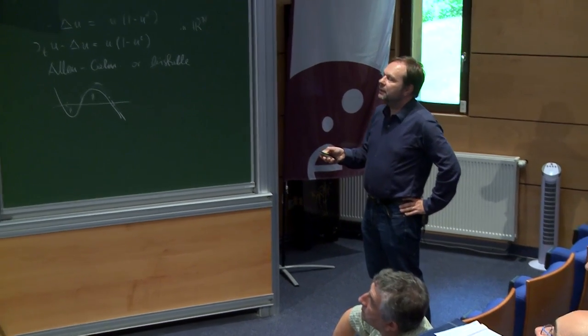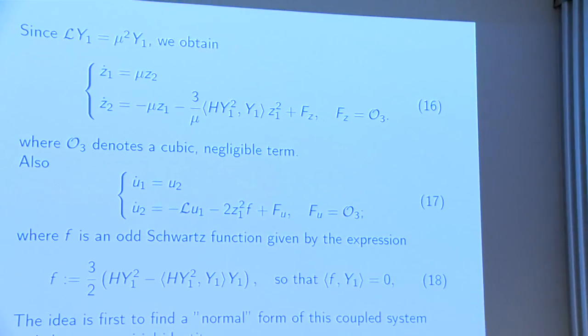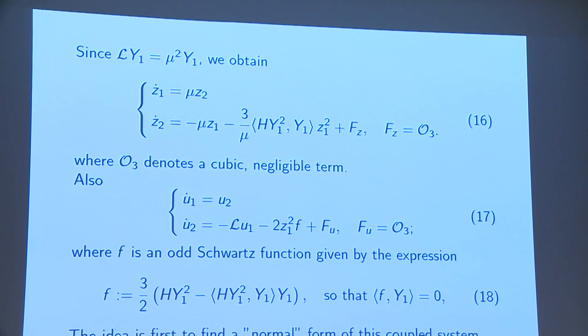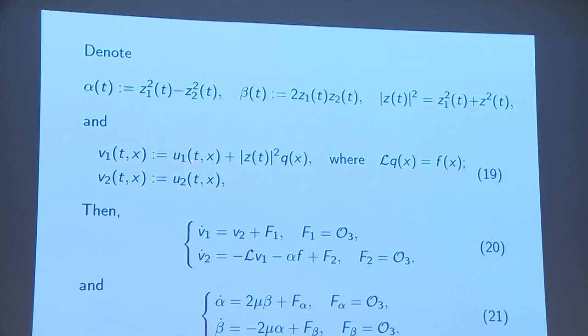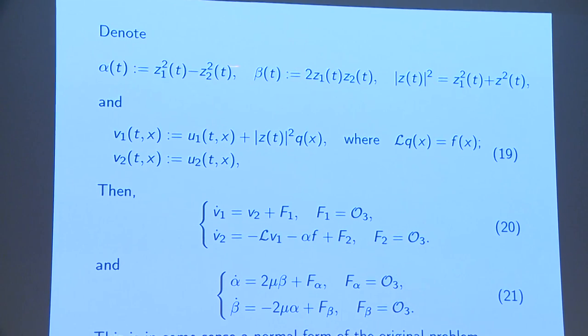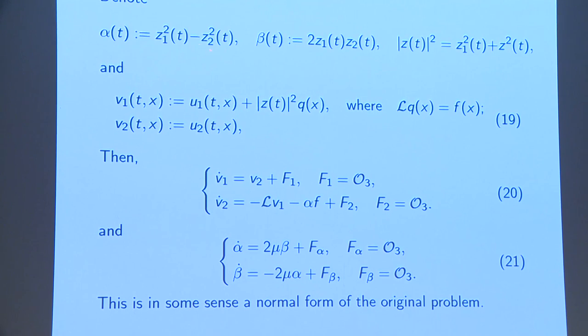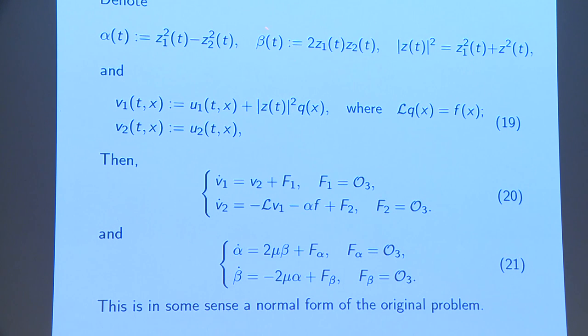Let me explain this. What is a normal form? For me, a normal form is a form of the problem in which you can understand how the modulus evolves. Also, you kind of don't have the phase. To do that, you change variables. You introduce a new variable alpha, which is simply the real part of z squared, if you look at z as a complex number, and beta is the imaginary part. And you make a change of variables.